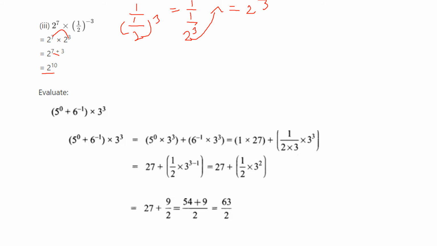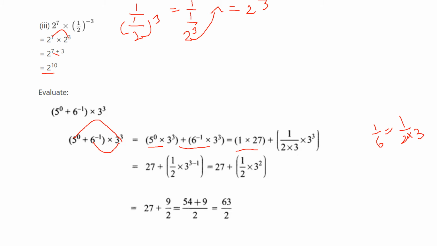Next, evaluate 5 power 0 plus 6 power minus 1 into 3 cube. First we have to multiply 5 power 0 into 3 cube plus 6 power minus 1 into 3 cube. Next, 5 power 0 is 1 and 3 cube is 27. And 6 power minus 1 is 1 by 6. We can expand this 6 as 2 into 3. So 1 by 2 into 3, into 3 cube.